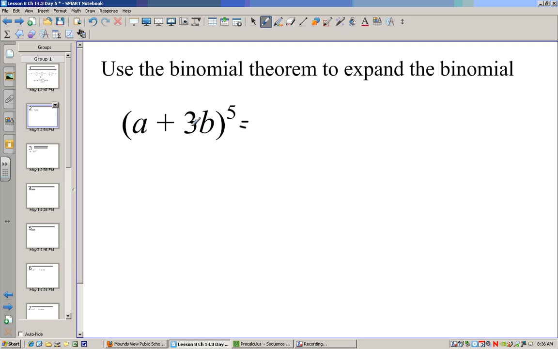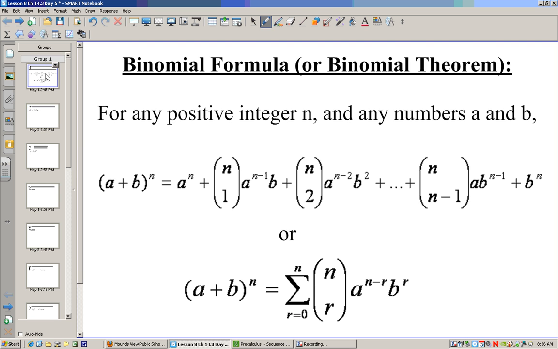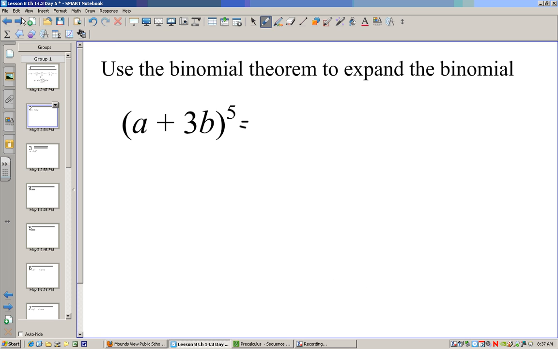The first thing we're going to have to do is this says we do n choose r. So we start with r equals 0, so 5 choose 0, then we do 5 choose 1, 5 choose 2, all the way up till our r reaches our n. So we'll start with 5 choose 0. We take our first term, a to the fifth power, times our second term, 3b to the 5 minus 0, or 5 minus 5 power, which is 0.